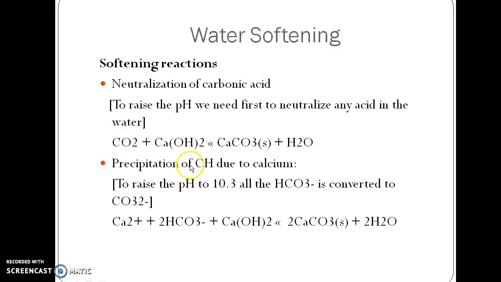Second, precipitation of carbonate hardness due to calcium. To raise the pH to 10.3, all the bicarbonate is converted into carbonate. The calcium and carbonate and the lime are converted into calcium carbonate solid and water.